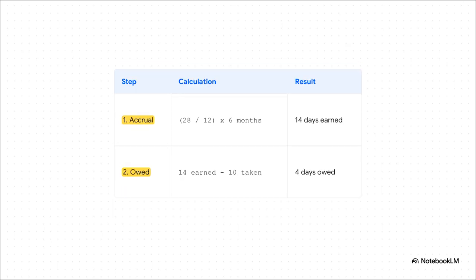And for someone who's leaving, it's a simple two-step process. First, you calculate what they've accrued so far. So, someone leaving after 6 months has earned half their annual entitlement, which is 14 days. Then, you just subtract the holiday they've already taken. In this case, they took 10 days, so they are owed payment for the remaining 4 days in their final payslip.